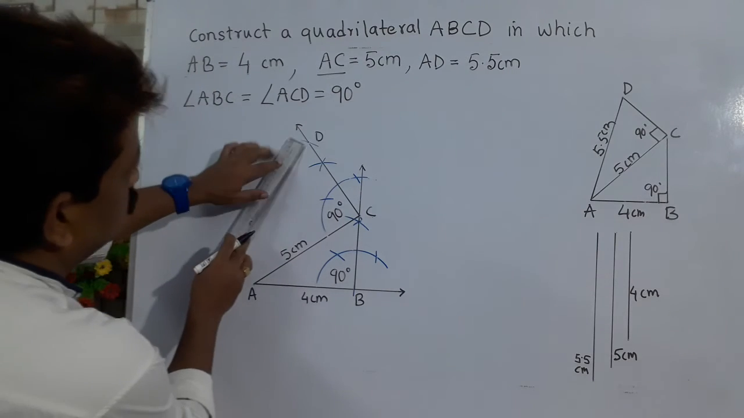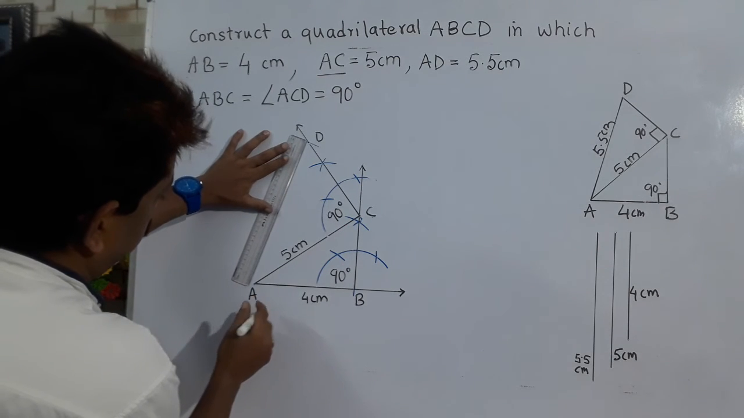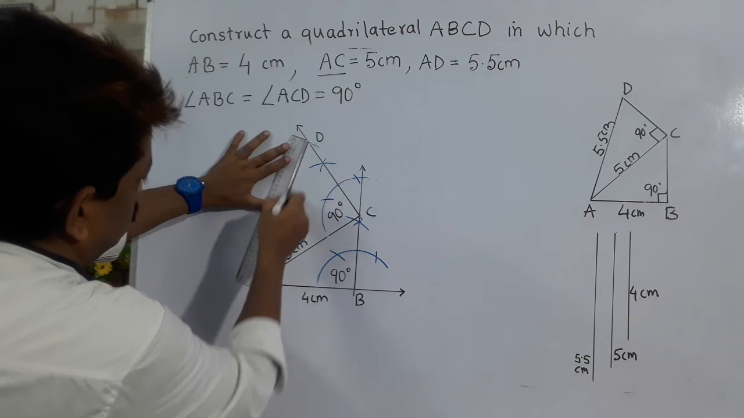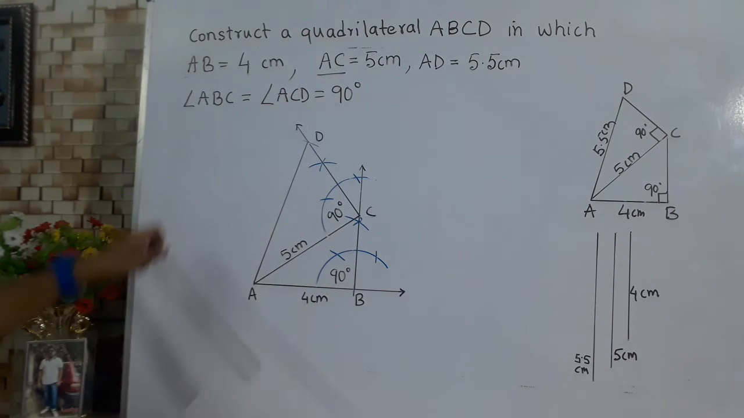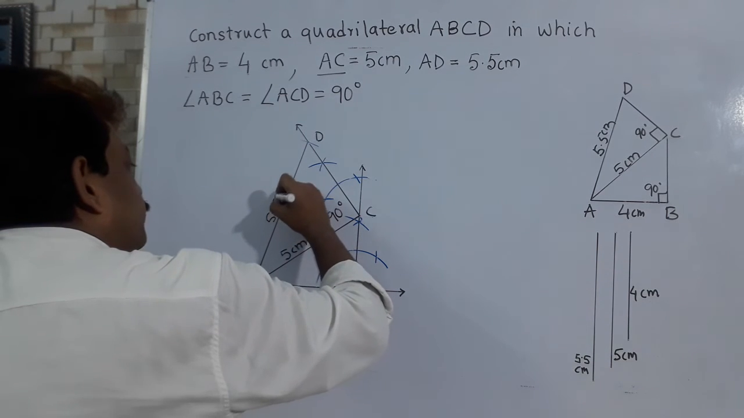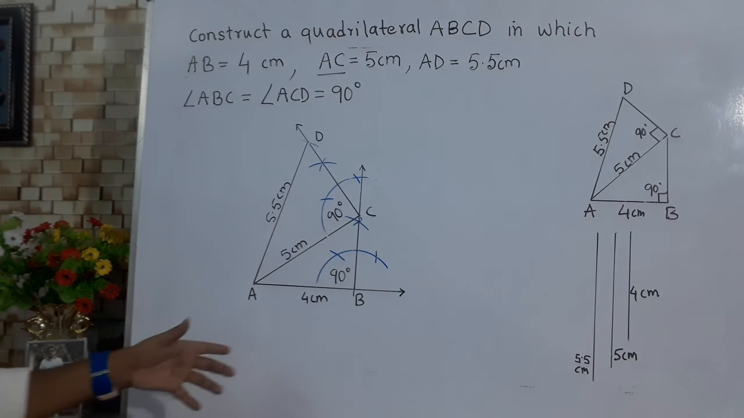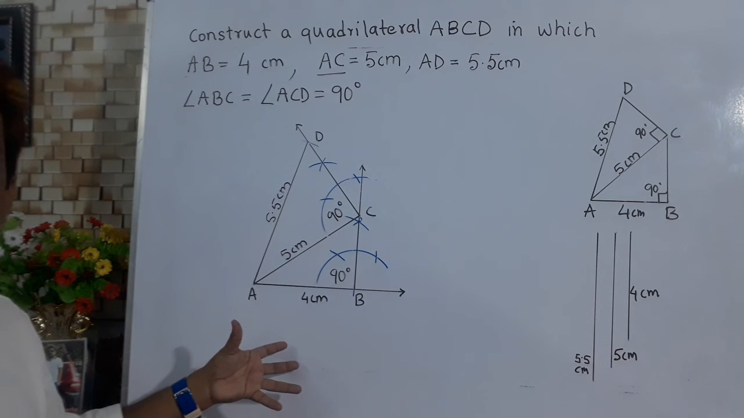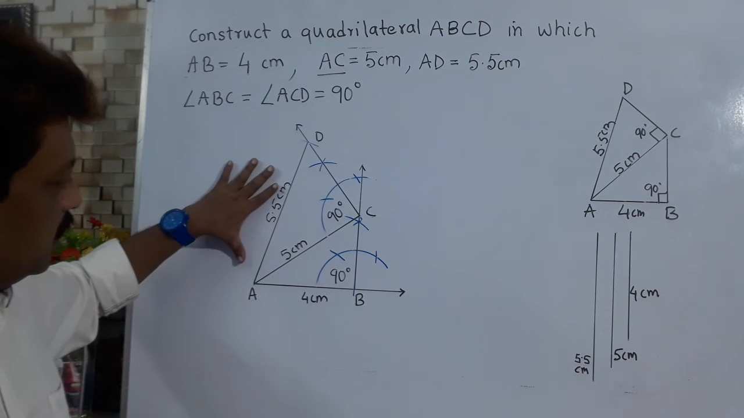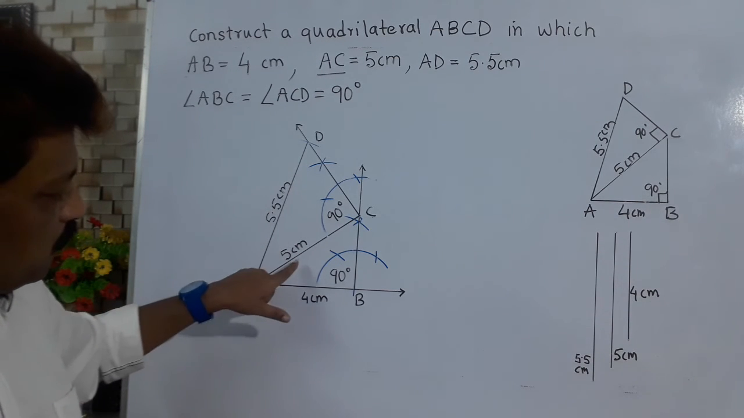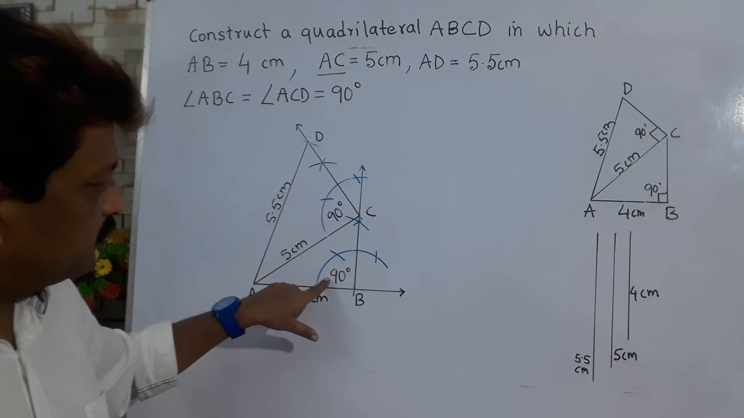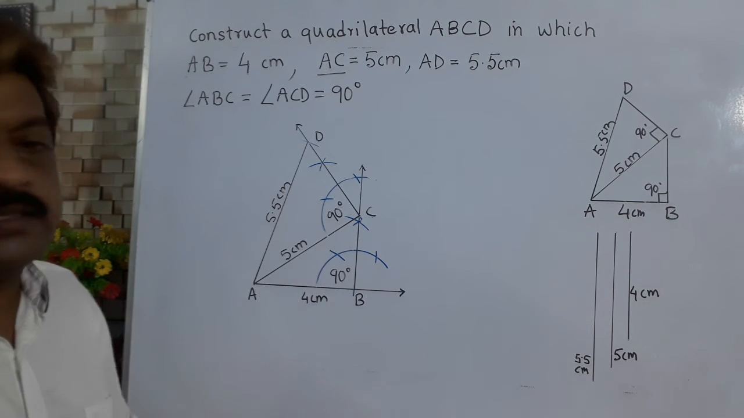So we have to join these points D. So AD is 5.5 centimeter. Therefore, you can see that the quadrilateral ABCD is drawn, where the two sides AB and AD are given, one diagonal is given, and angle ABC is given, and angle ACD is given.